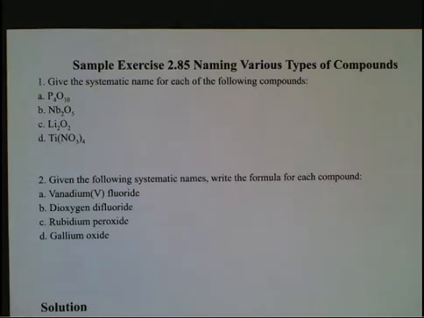All right, AP, here's sample exercise 2.85. We're naming various types of compounds. Before, we would only work with type 1s, only type 2s, only type 3s, only polyatomic ions and compounds, so you were practicing using the exact same naming strategy. Here you're going to have to identify which naming strategy to use for each particular problem.